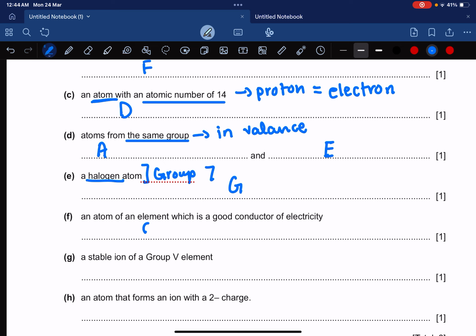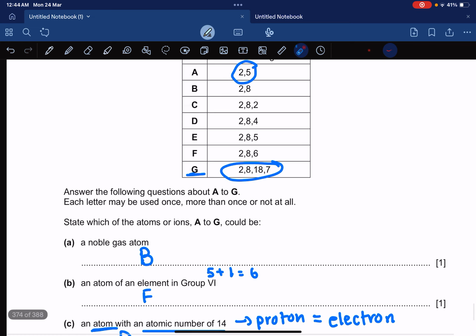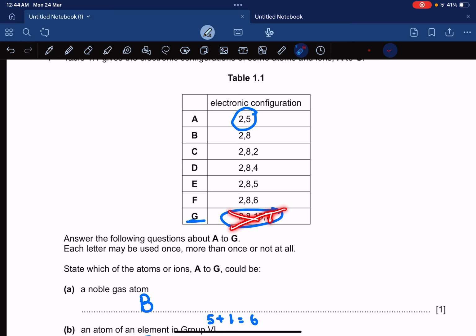Okay? An atom of an element which is a good conductor of electricity. Achha, when we're talking about electrical conductivity, first of all we need an atom, and second, a good conductor would mean that it's a metal. We should know that non-metals are not good conductors. So an atom which is a good conductor has to be a metal atom, and it's going to be either group 1 or group 2, or it can be the transition metals, but it cannot be, say, a halogen, so that cannot be a good conductor. This one in group 6 is also a non-metal.